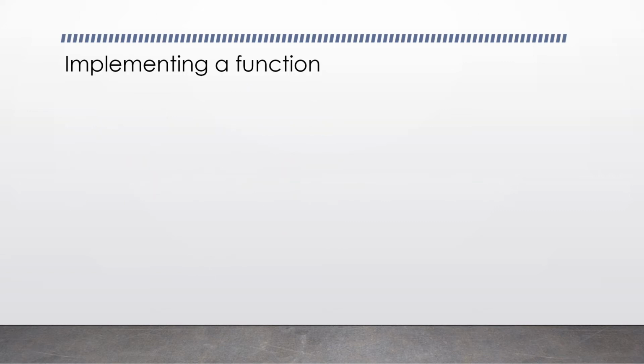So how do you implement a function in C? Actually, it's pretty easy. First, you have to define the function with a function header. Let's say we want to calculate the volume of a box. We name the function volume, and then we give it double length, double width, double height.